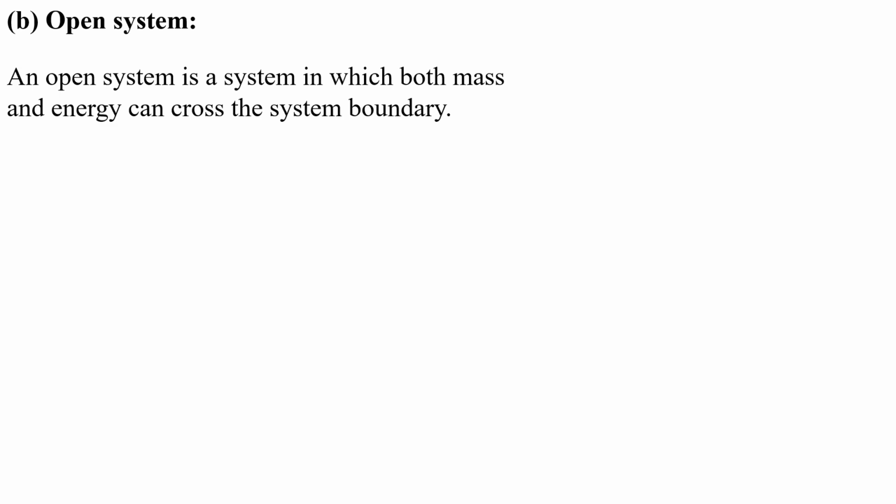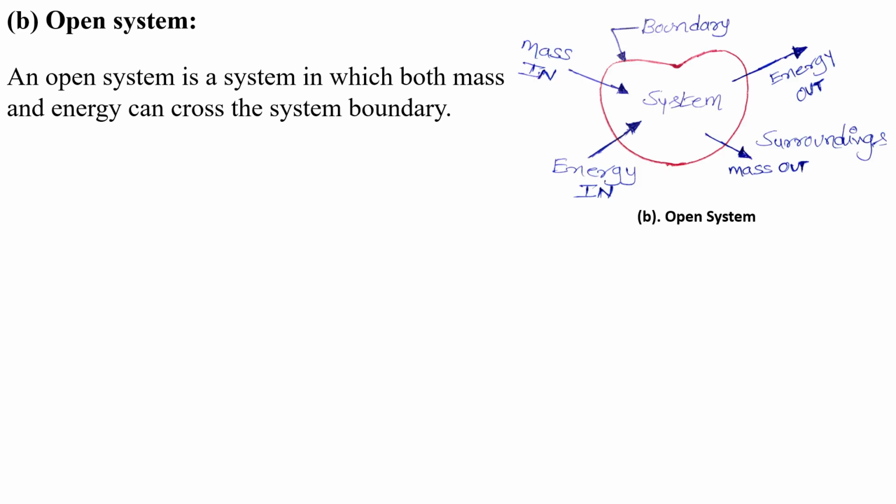Next we have to see another system, that is the open system. An open system is a system in which both mass and energy can cross the system boundary. So this is the schematic representation of the open system. In the open system, mass also crosses the boundary: mass into the system and also mass out of the system. Similarly, energy also crosses the boundary, energy into the system, and moreover energy out of the system.